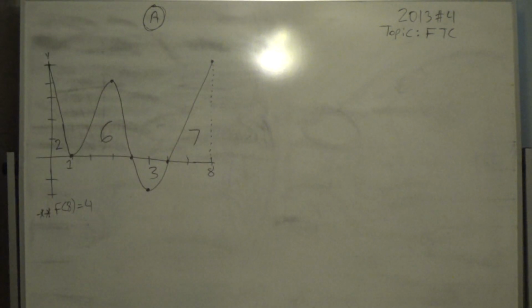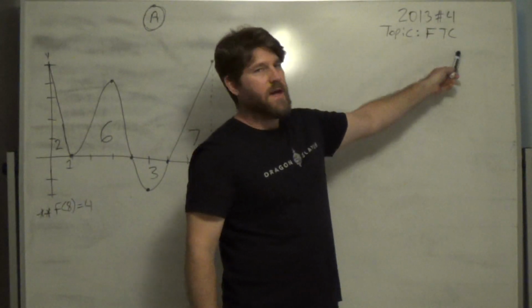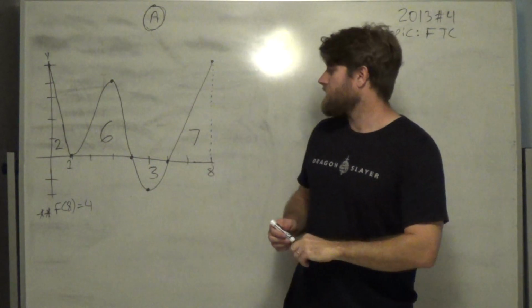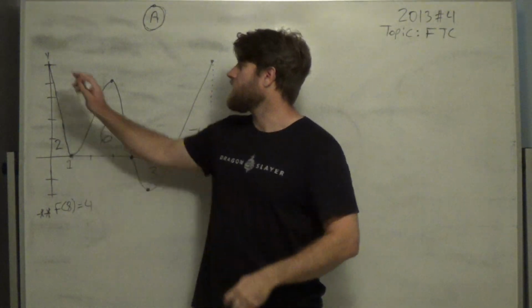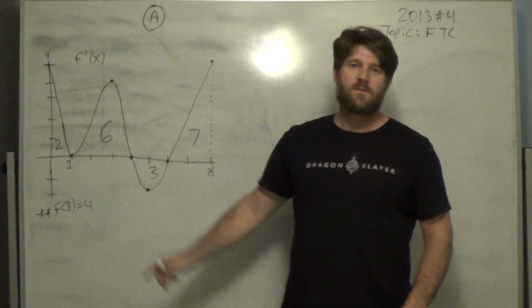Hi AB Calculus students. We're working on 2013 question number 4. This is an FTC question. That just means a Fundamental Theorem of Calculus question. And they once again have given us a graph of a derivative. They're saying this graph is called f prime.